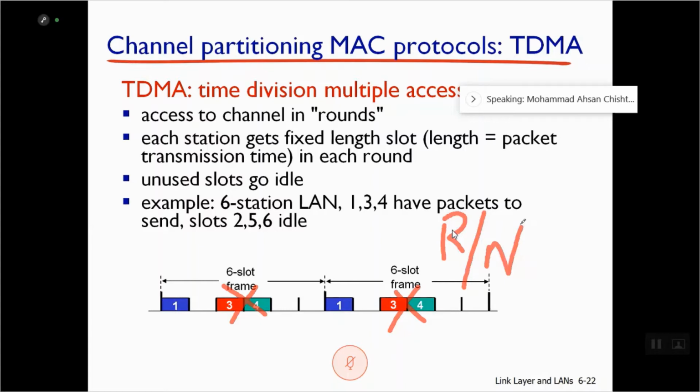And this would be the case even when there is only one node to send. It will still have R by N, where N is the number of nodes that are connected to the broadcast link.